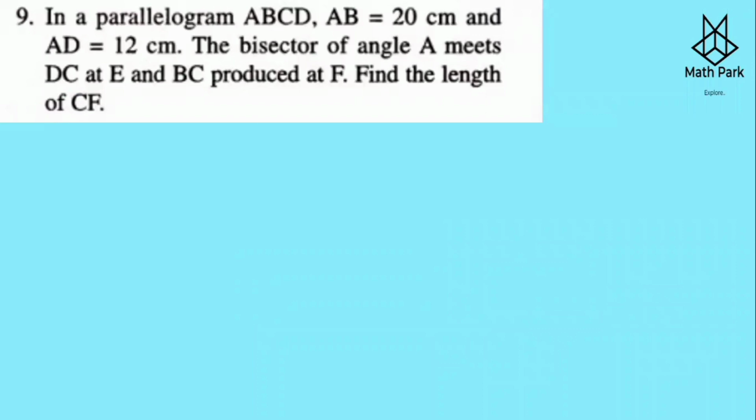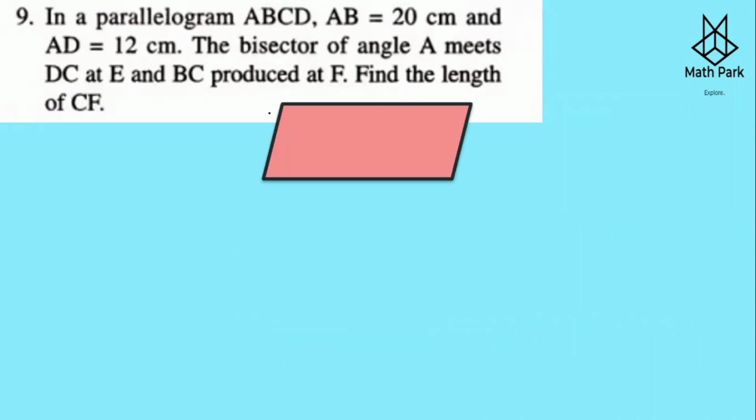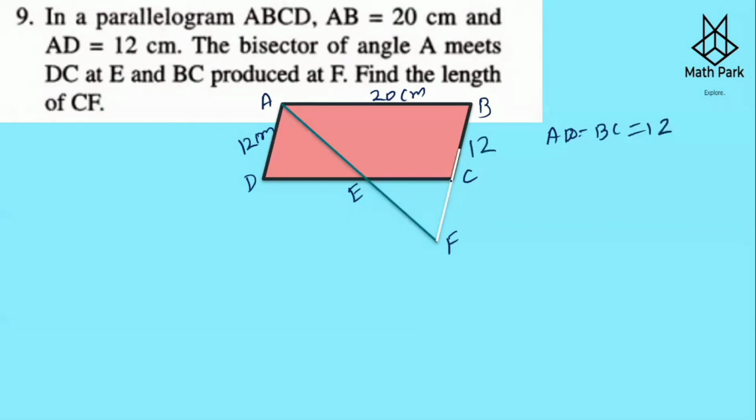In a parallelogram ABCD, AB is equal to 20 centimeters and AD is equal to 12 centimeters. The bisector of angle A meets DC at E, and BC produced at F. We are asked to find the length CF. Now opposite sides of a parallelogram are equal, so AD is equal to BC is equal to 12. So we got this as 12, and only this part we have to find out.